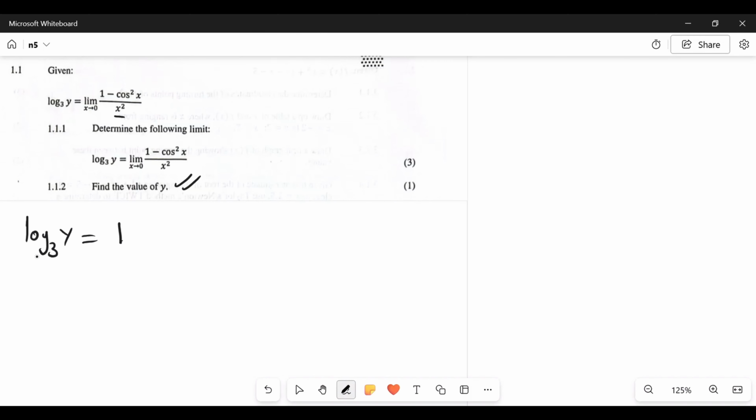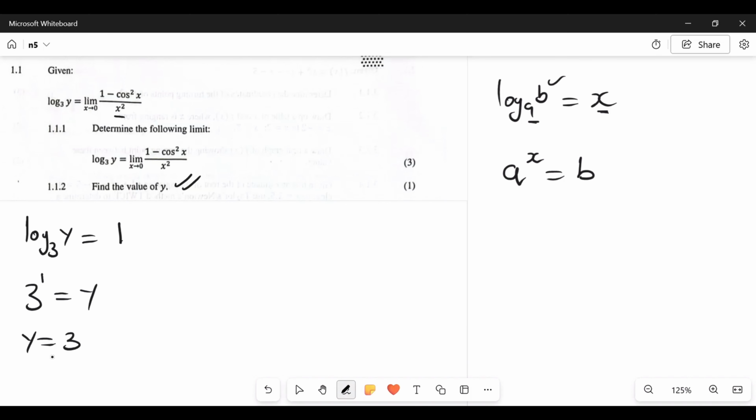So here we just have to solve for y. You can use this law of changing from log to exponent. So the base here is a, and then this x is going to be the exponent, and this b is actually the answer there. So this law is used to change from log to exponent. I hope you know about this. This is entry work. So the base here is 3, and then the exponent is 1, and the y is the answer. Basically, y is actually equal to 3.